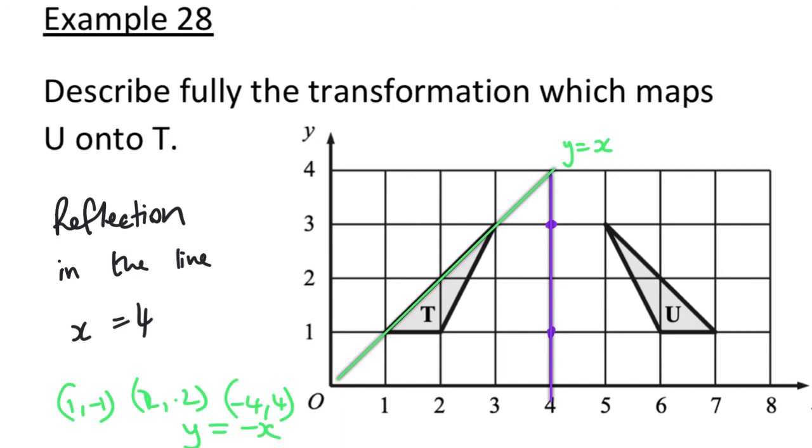We wouldn't really see very often that we'd have to do the line y equals x plus 1 or y equals x plus 2, or even y equals 2x. So the diagonal mirror line should be fairly straightforward.